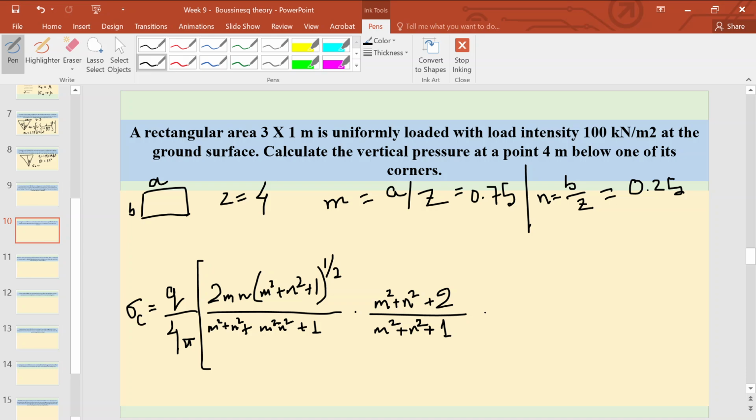Now there will be an addition part where it will be an angle, that's why I am using tan inverse, but this angle needs to be converted into radian. Very important, this angle needs to be converted into radian. I will use a bracket over here.